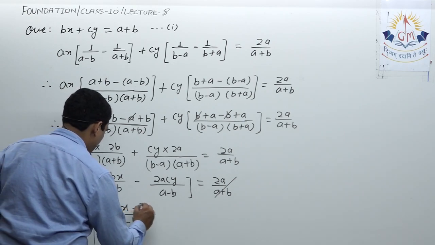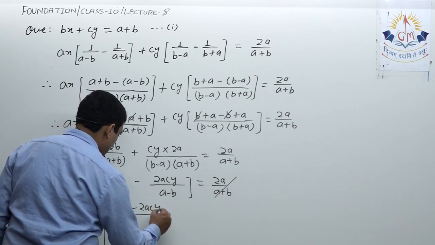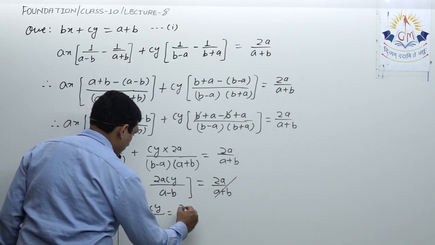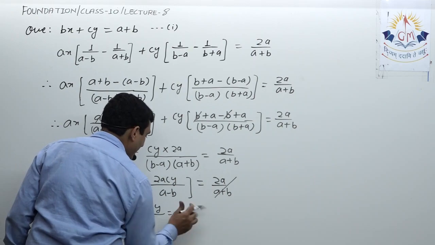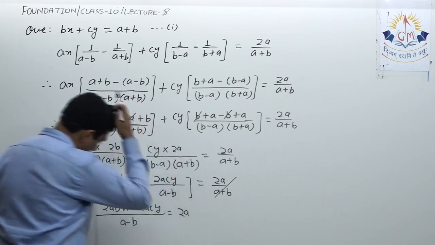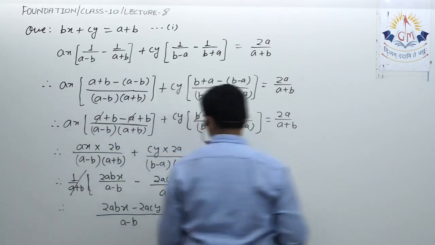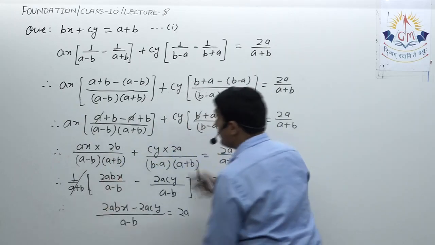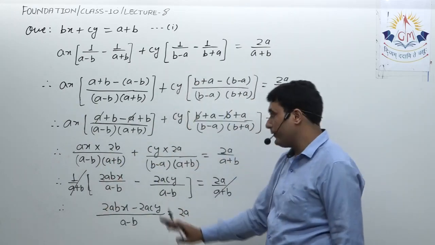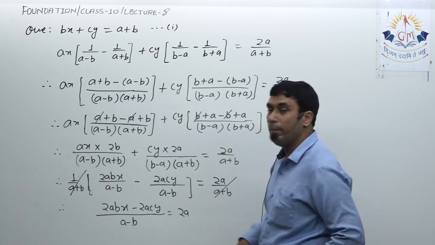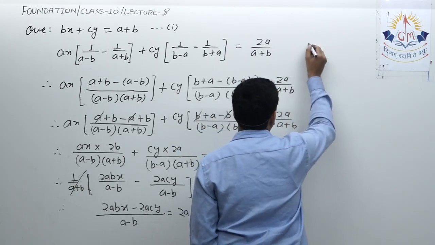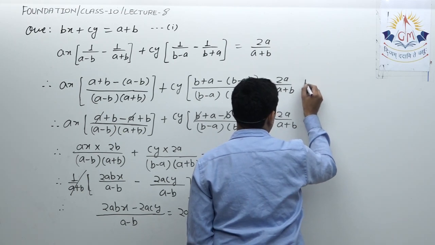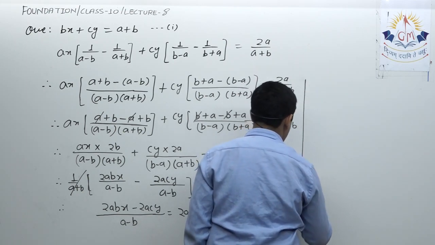2abx minus 2acy is equal to 2a upon nothing. That is, only 2a is there upon 1, so it is only 2a. So till now we are just simplifying equation number 2. After this we will start elimination to get the values of x and y. So I will start from this.